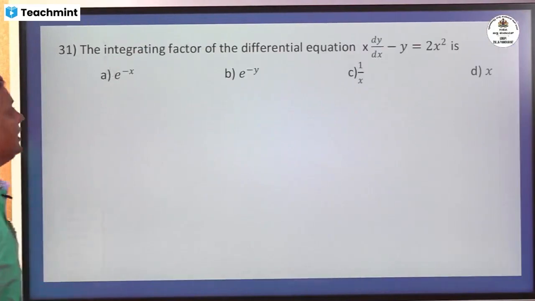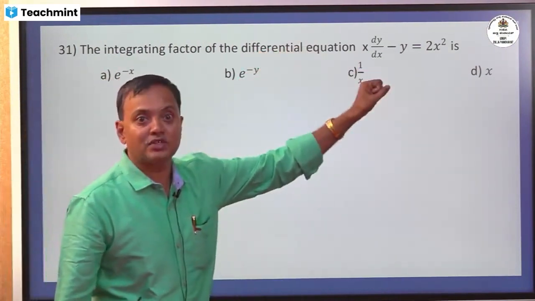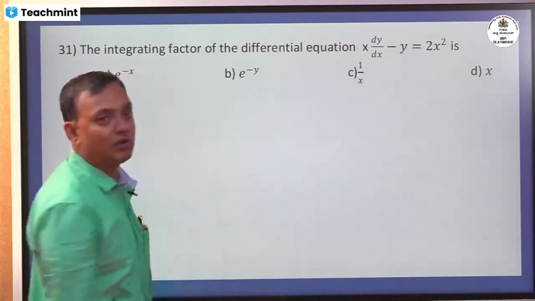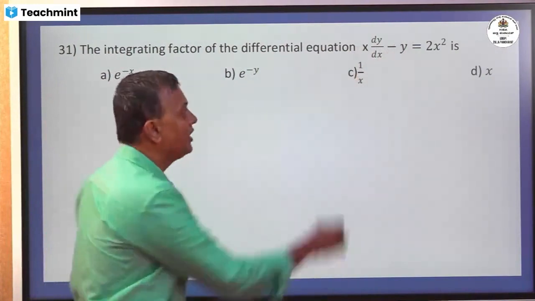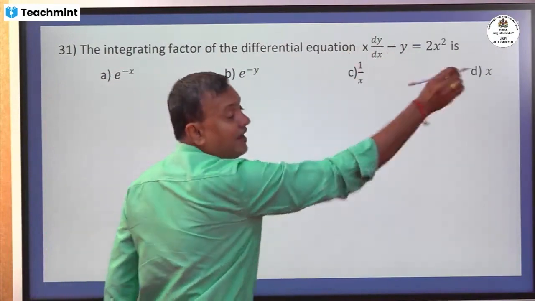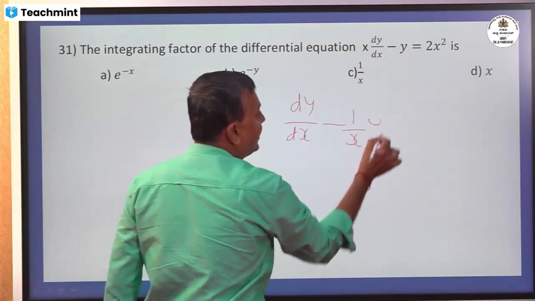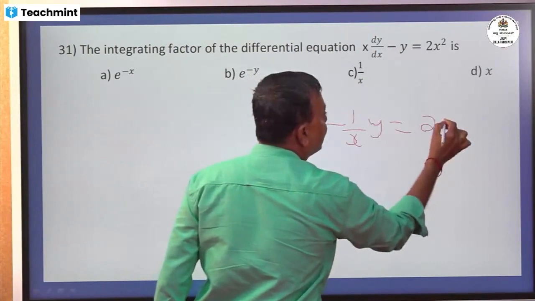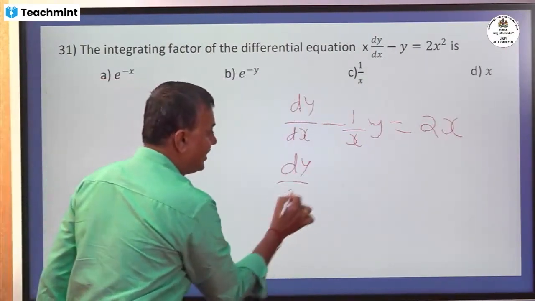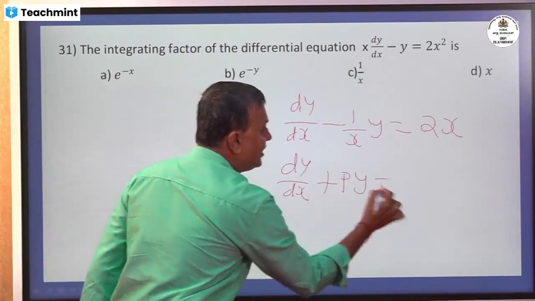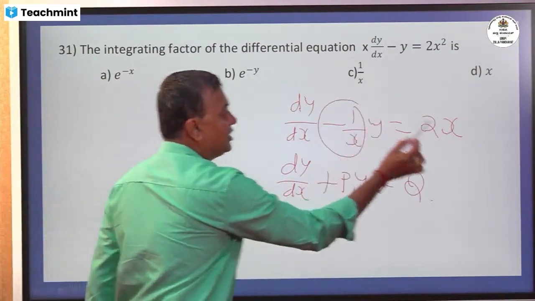Next, the integrating factor of the differential equation. So first write the differential equation in the standard form. Standard form ತಗೊಂಡು ಬರಬೇಕಾದ್ರೆ ಏನು ಮಾಡಬೇಕು, x dy by dx minus y equal to 2x square. So to get a standard form, divide by x, ಆಗ dy by dx minus 1 by x y is equal to 2x square by x is 2x. Correct? So this is of the form dy by dx plus py is equal to q.